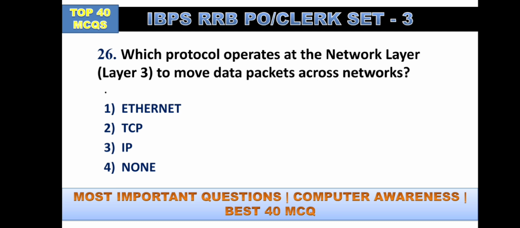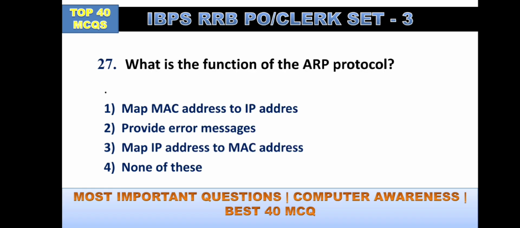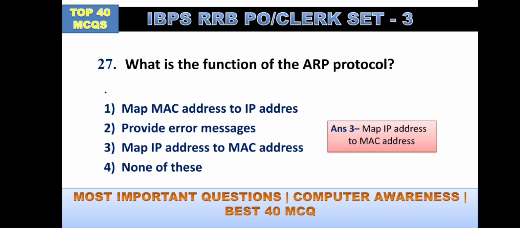Which protocol operates at the network layer 3 to move data packets across the network? So this is called IP. Okay. So what is the function of ARP protocol? See, the function of ARP protocol is to map IP address, means to convert IP address to MAC address. So here the answer is option number 3.